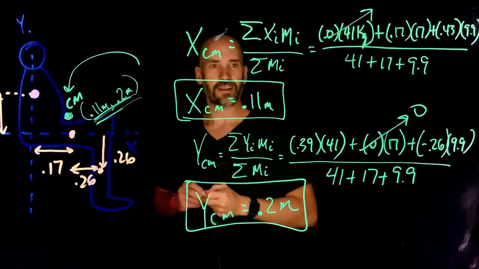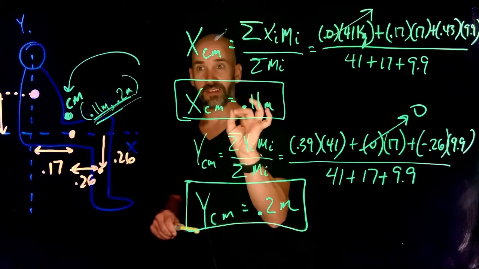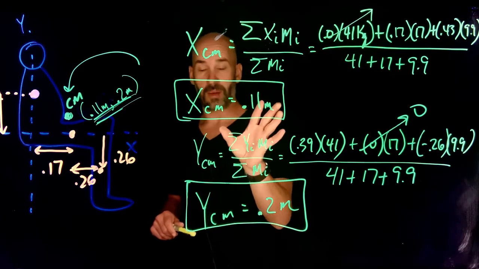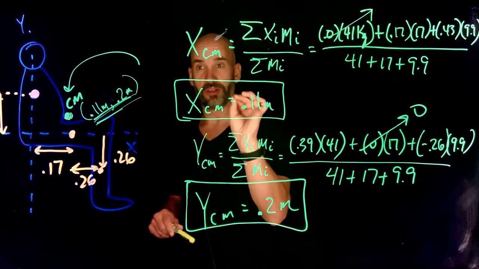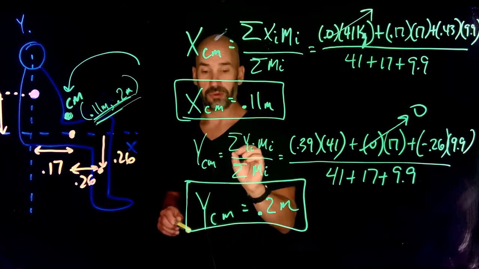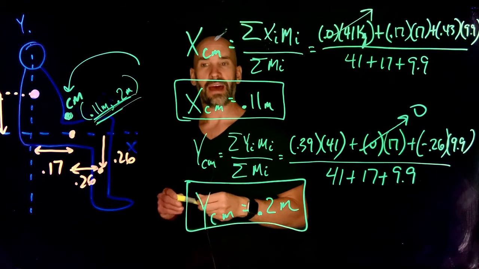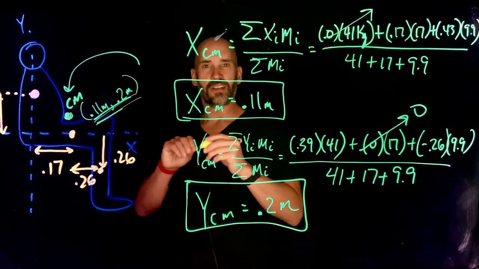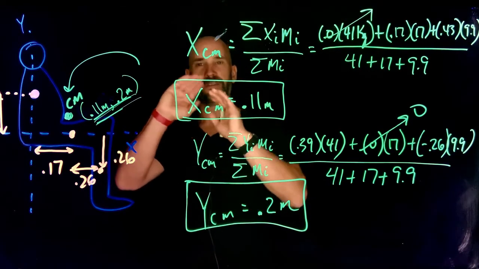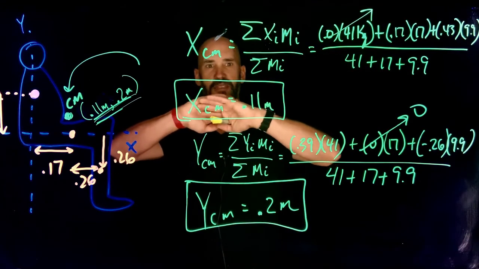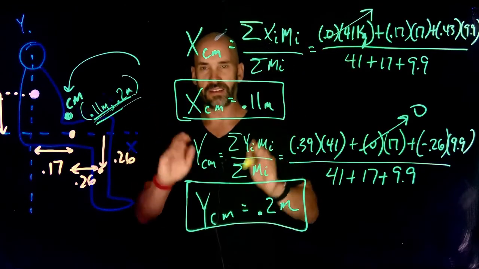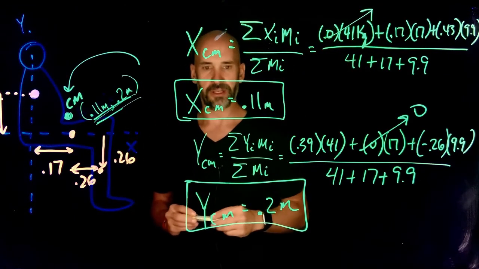All right. This is an example of how to do center of mass when you have more than one dimension. In the next example, we're going to see how to calculate center of mass when you have not individual points, but things spread out over a distance. You'll see what I mean by that in a little bit. I'll see you there.